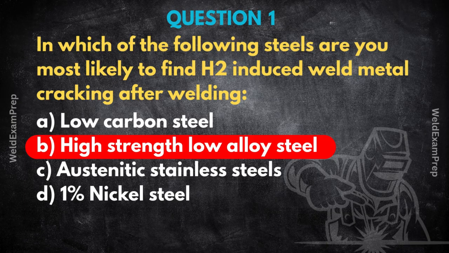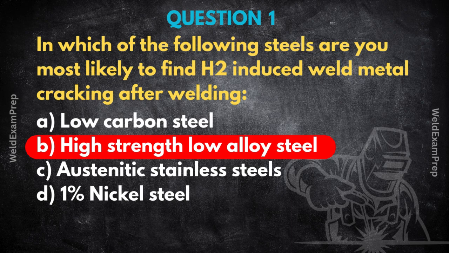That's fascinating, the strength creating a hidden weakness. So just quickly, why are the other options less likely to have this specific problem? Low carbon steel, for instance. Good question. Low carbon steel, option A, is just much more ductile, more forgiving. Its microstructure doesn't trap hydrogen in the same way, and it's less sensitive to its effects. Hydrogen can often diffuse out more easily without causing cracking.